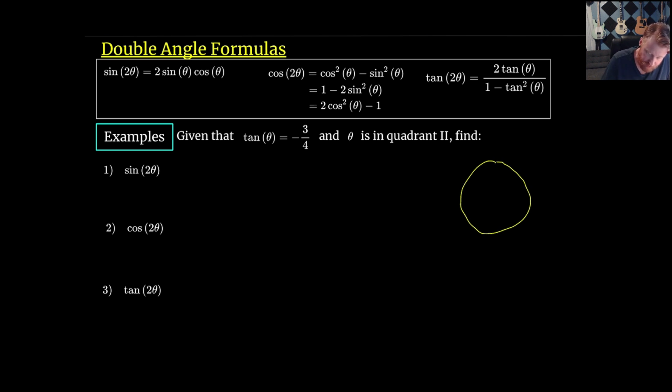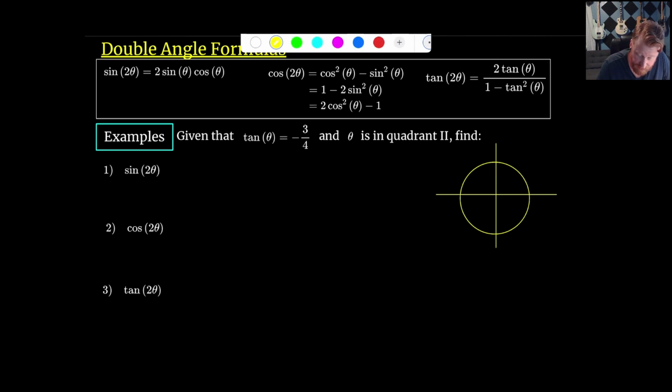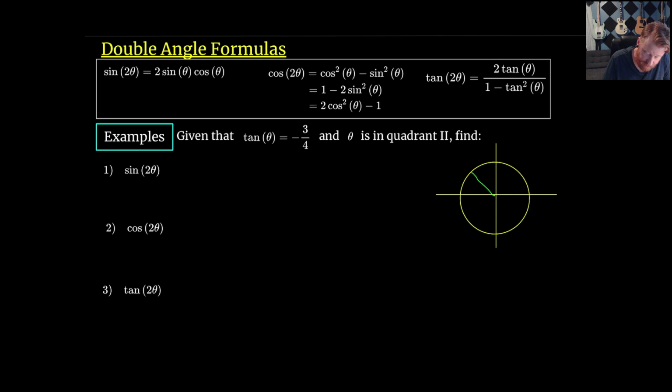I'm going to get my unit circle on here. So there's our unit circle. We know that this angle is in quadrant 2. So let me just rough this in here, and we'll say that this is our angle theta. And I know that its tangent value is -3/4. So just thinking about our reference angle in this reference triangle, I want opposite 3 over adjacent 4. And the negative goes with the 4 since the cosine part of this is the negative portion. Okay, so this gives us a little picture here.